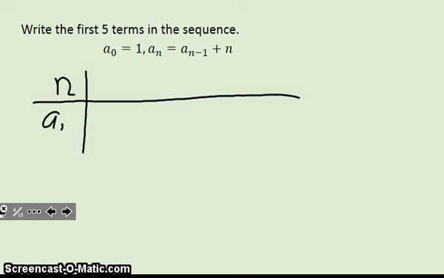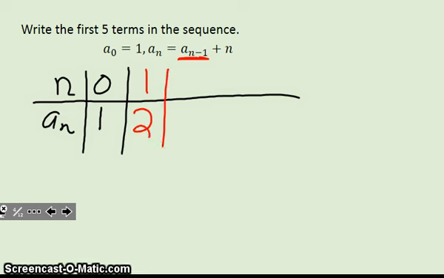So in my table, I'm listing what my term number is, n, and I'm listing what the term is, a sub n. And I'm given the 0th term, which is 1. So that's the information I'm starting with. Now, the next term, we're going to call it the first term, the one that comes after 0, is the previous term plus n. What's the previous term? 1. What's n? 1. 1 plus 1 is 2.